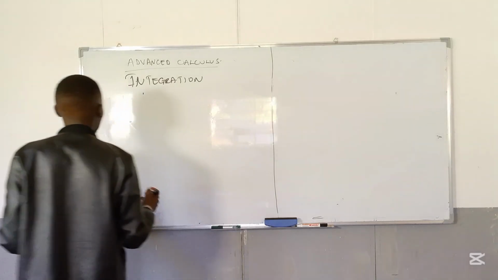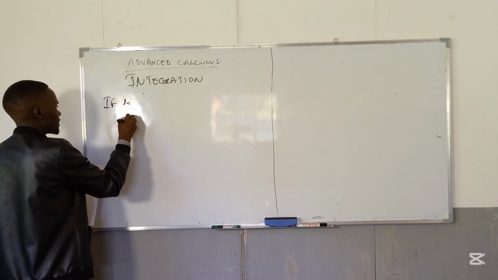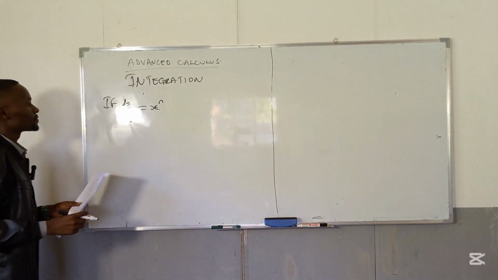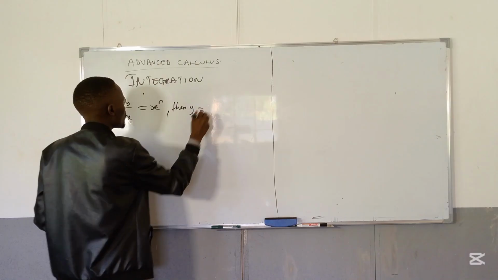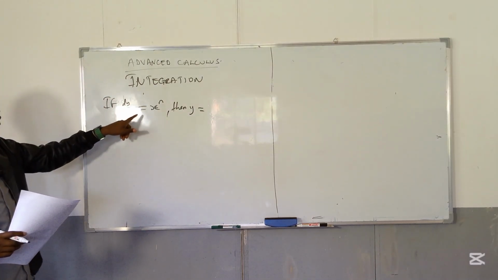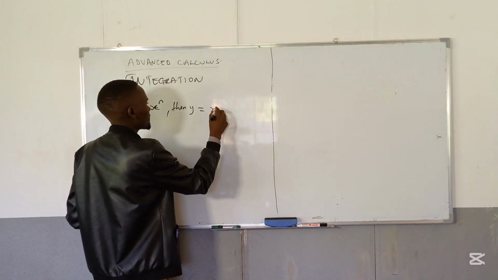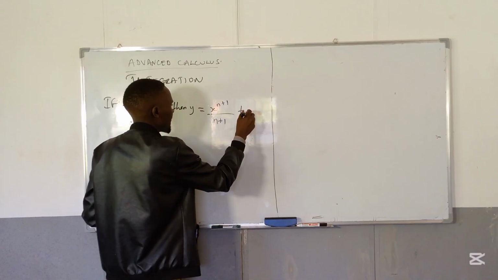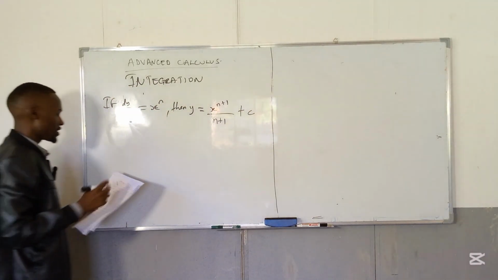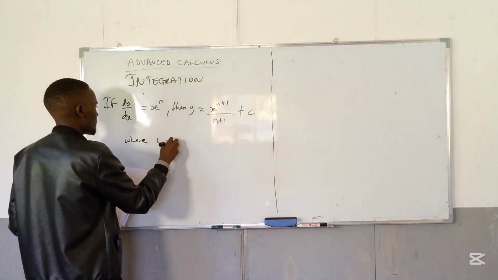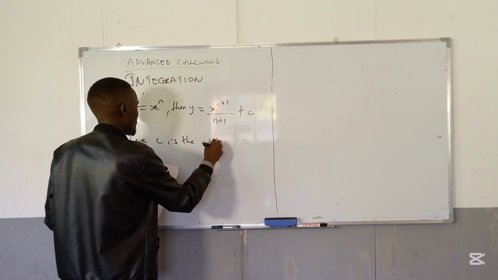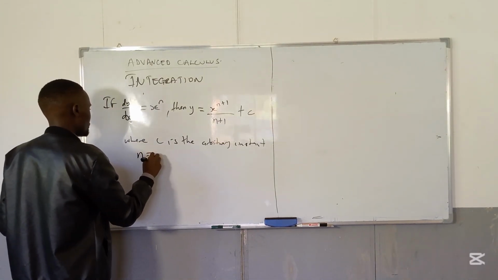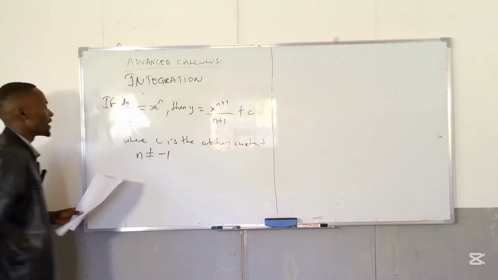So now assuming dy over dx equals x power n, okay, then if you are given the derivative and you are told to look for y, then y equals x power n plus 1, as we have done the other side, over n plus 1 plus an arbitrary constant, where c is the arbitrary constant and n should not be equal to -1.